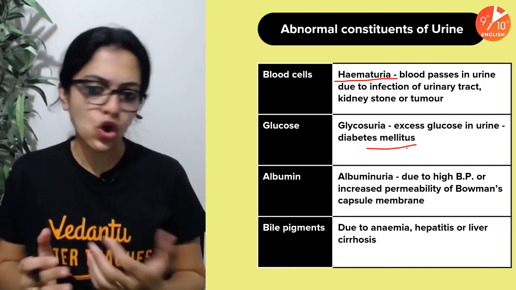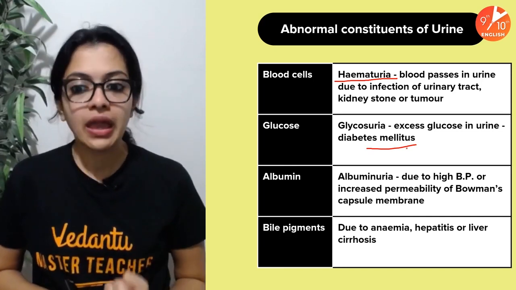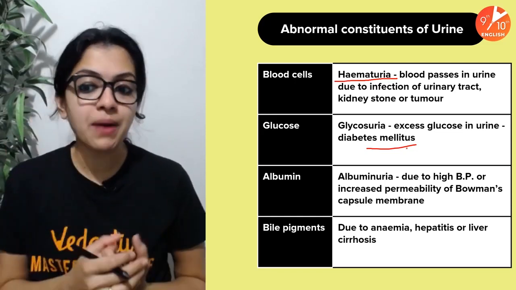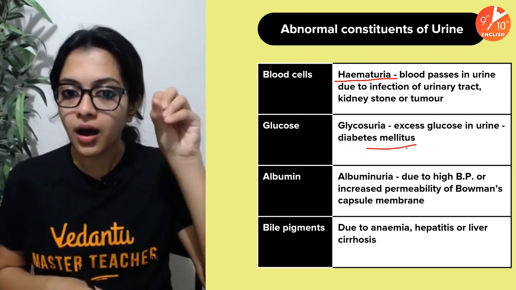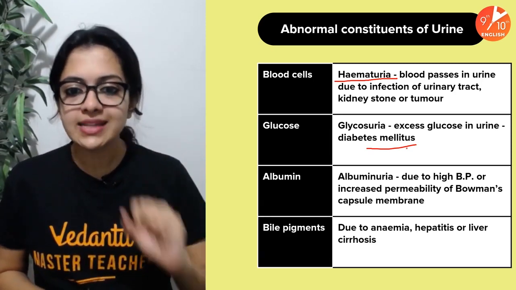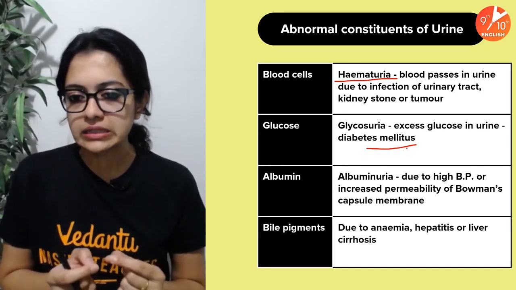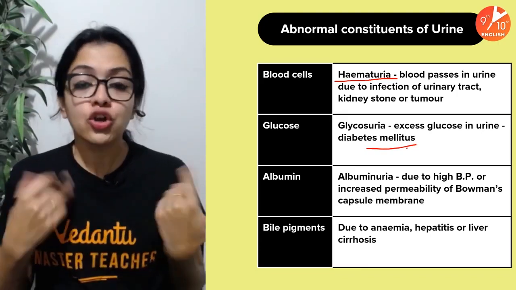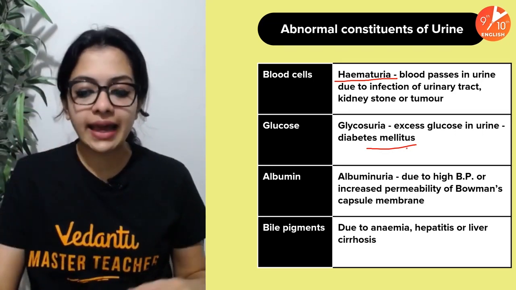Albumin, which is a protein normally found in blood, if there is a high concentration of albumin in urine, it could indicate high blood pressure or an increased permeability of Bowman's capsule membrane. Remember, I told you the membrane normally doesn't allow blood cells and albumin and other proteins to pass through it. So that means if at all these constituents are found in your urine, it means Bowman's capsule could be slightly extra permeable to these substances. Then bile pigments, if present in the urine, could indicate anemia, hepatitis, or liver cirrhosis. Any of those underlying liver diseases.